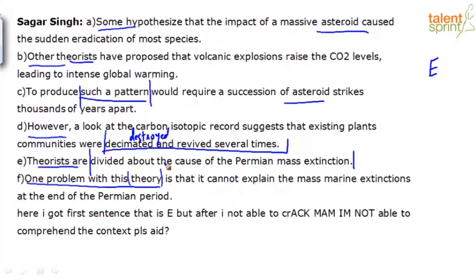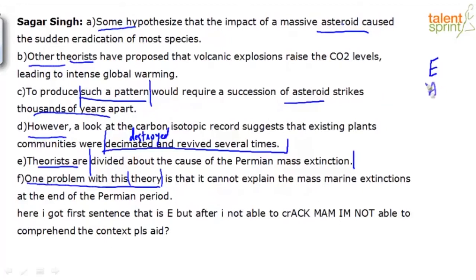Imagine something is getting destroyed and then it is coming back to life. An asteroid comes, it destroys the entire place, and then it will take years and years for that place to get back on track, to restore. Revival means come back to life, to be revived several times. So this is the pattern that they are seeing. To produce such a pattern would require a succession of asteroid strikes thousands of years apart. They're saying it can't happen immediately, because if an asteroid strikes and eradicates a complete race, vegetation, animal life, human life, everything, for it to revive again there should be a good amount of gap between these asteroid strikes.